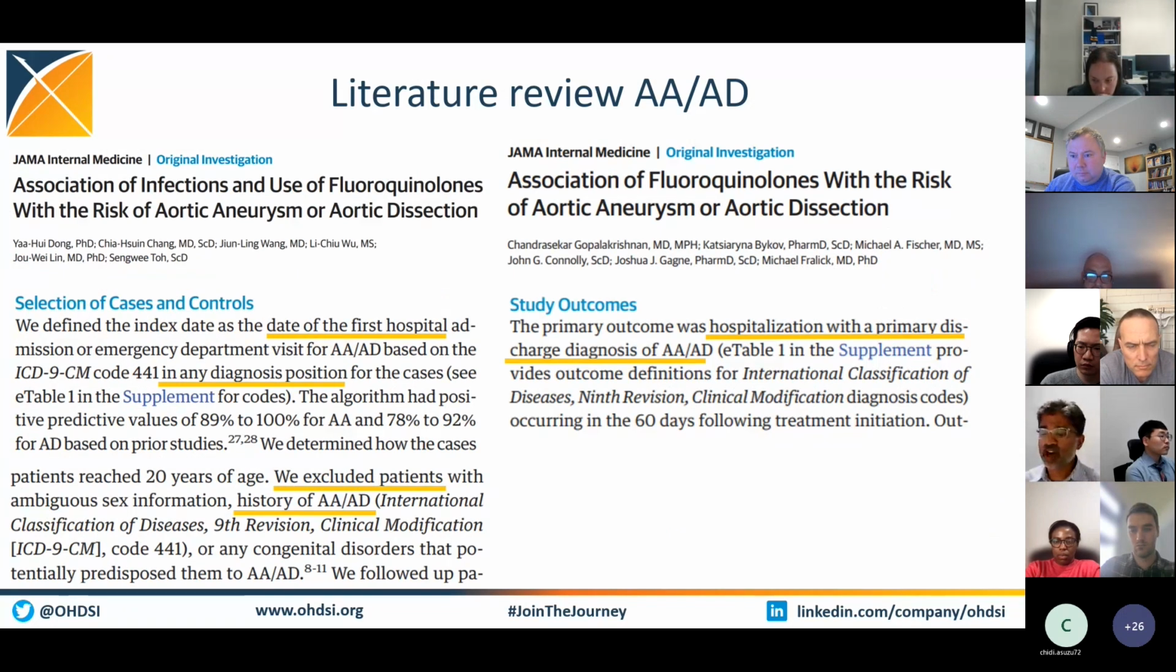Now, the next one was by Dong and others. They said it was the first hospital admission in any diagnosis position, and we excluded certain types of patients. All right, let's take note of that. Gopalakrishnan and others said hospitalization with a primary discharge diagnosis of aortic aneurysm or aortic dissection. So if you notice, we looked at 4, and there are several more. Each one of them has slight variations in their definition, and some of them provided the operating characteristics and others did not. But this is what is revealed from the literature search.